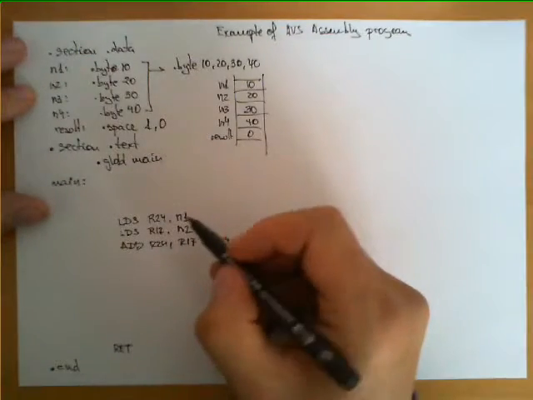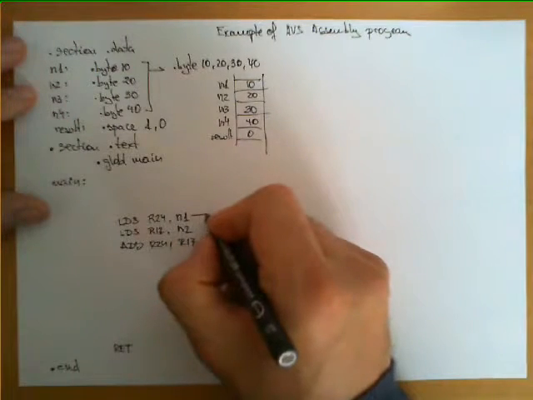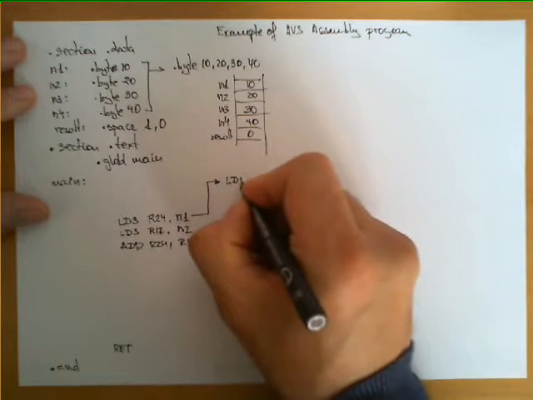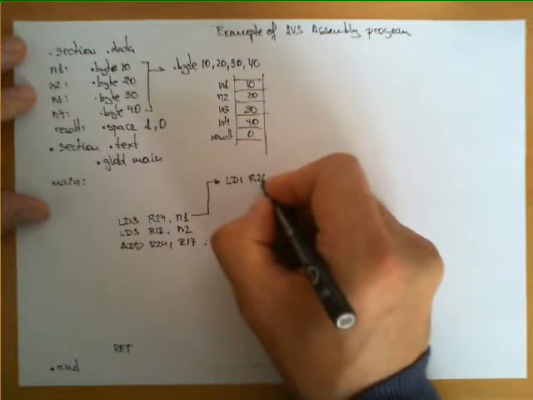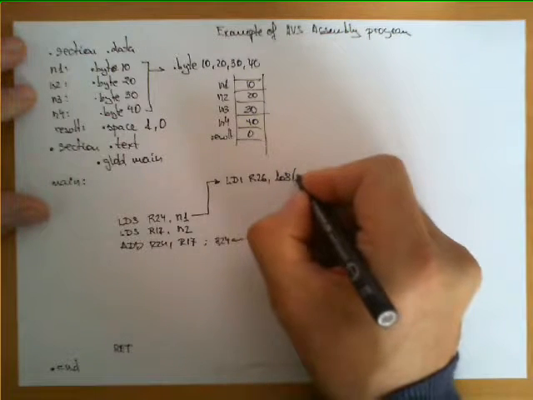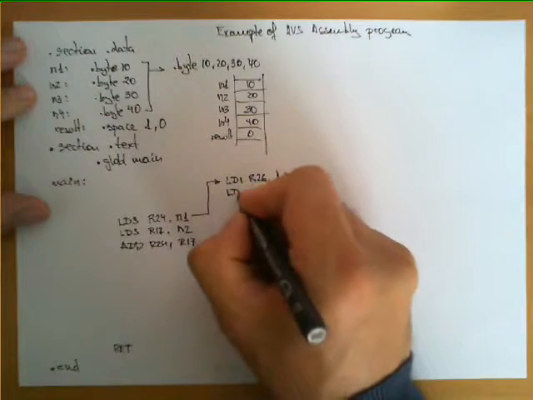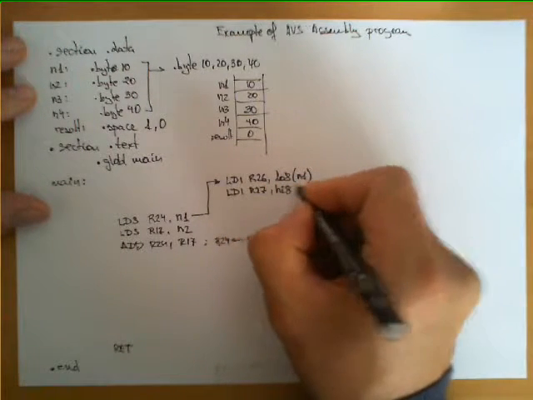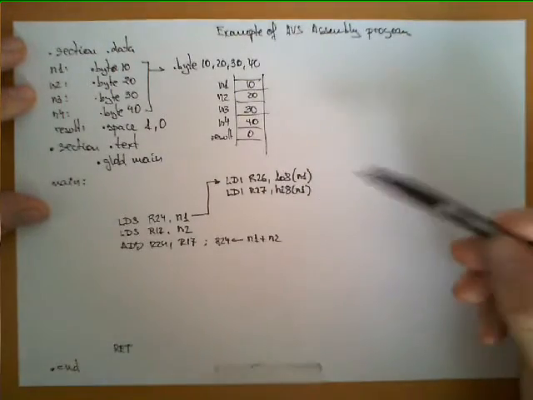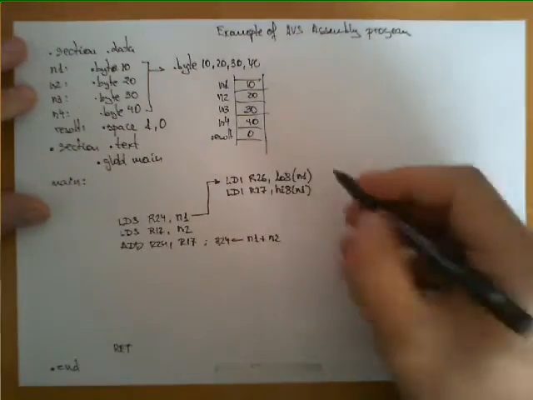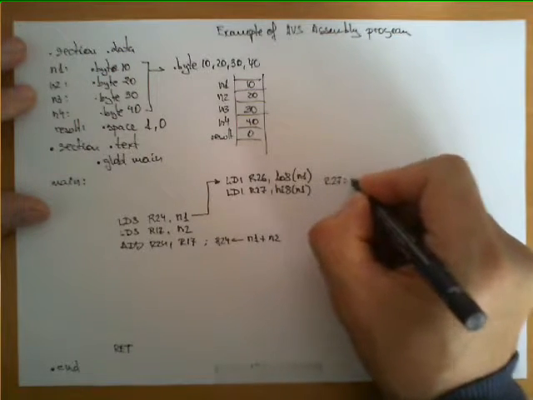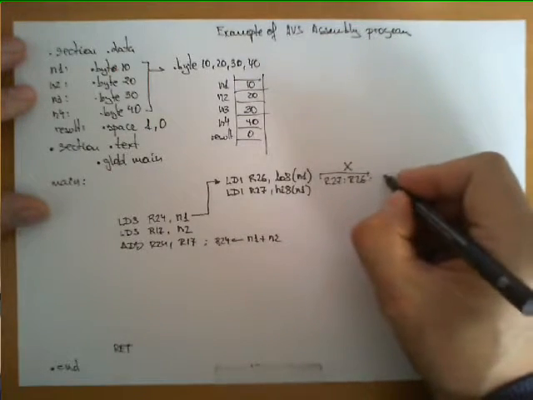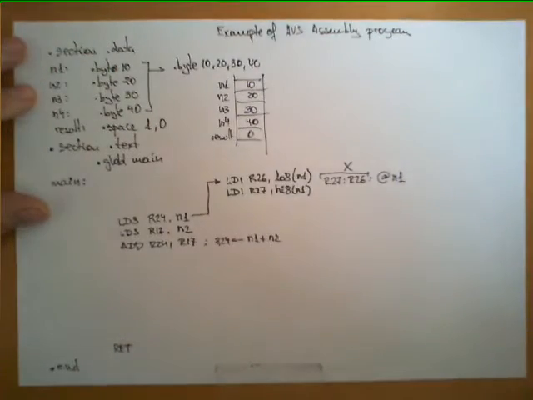However, we can use these labels in a different way. So this instruction would be equivalent to performing the following. Suppose that I first load the immediate in R26, LDI R26, LO8 N1, and next to this LDI R27, HI8 N1. What have I done here? These 2 instructions load into the register R27 followed by R26, which by the way is also called X, the address of the label N1.